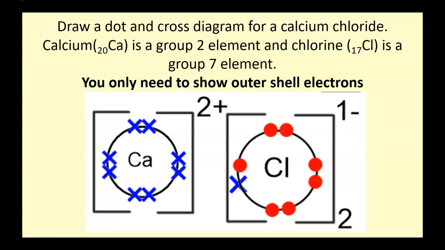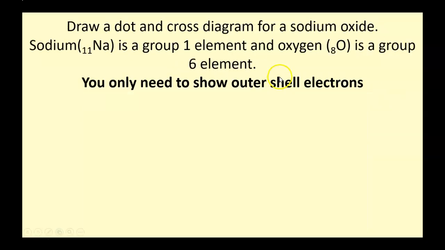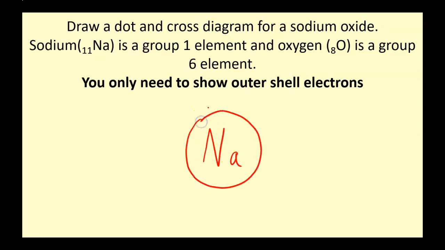The next one we're going to do is to draw a dot and cross diagram for sodium oxide. Sodium is in group 1 and oxygen is in group 6. Pause the video, then push play when you think you've got an answer. So starting off, sodium is in group 1, so when it forms an ion it will lose 1 electron from its outer shell to form an Na+ ion. And as sodium is a metal and not lithium, it will have 8 electrons in its outer shell, like so.